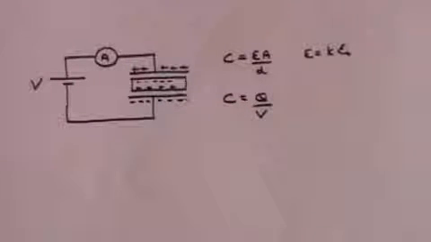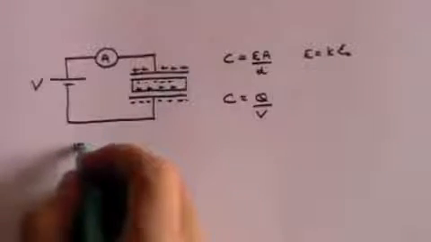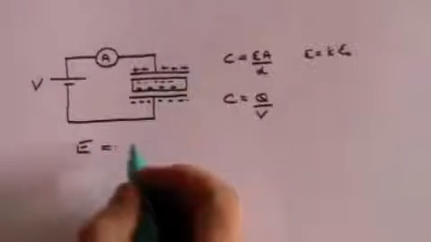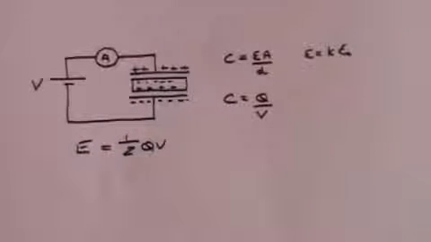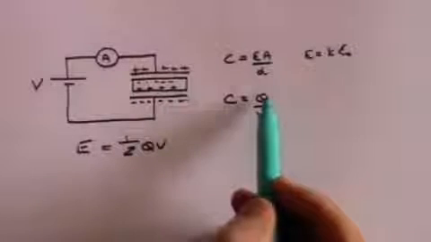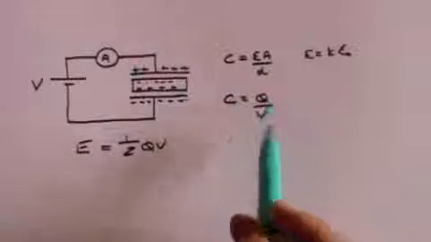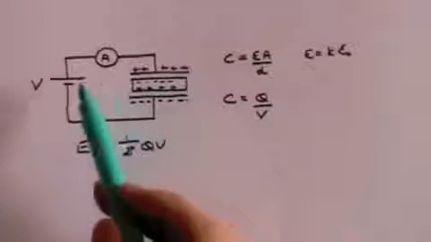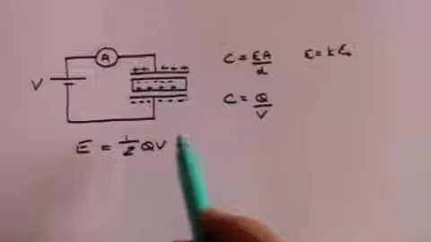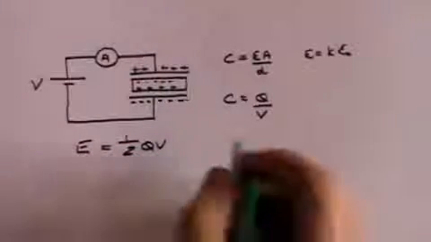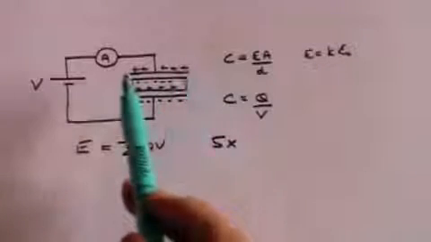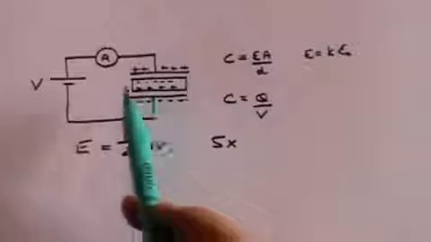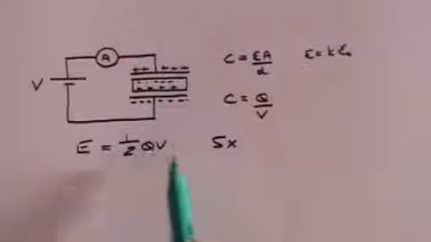What does that mean in terms of energy stored? Well, in my previous video on capacitors, I said that the energy is half QV. I'll demonstrate why that's the case in a moment. But since the charge has increased 5-fold, while the voltage remains the same, the energy will increase 5-fold. So before you put the dielectric in, the capacitor would have a certain stored energy, which would be half QV.